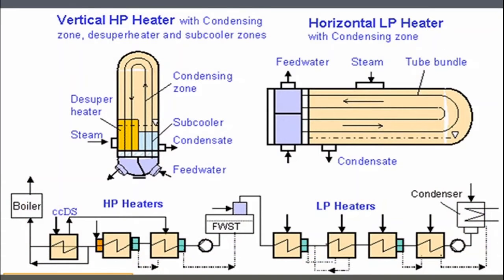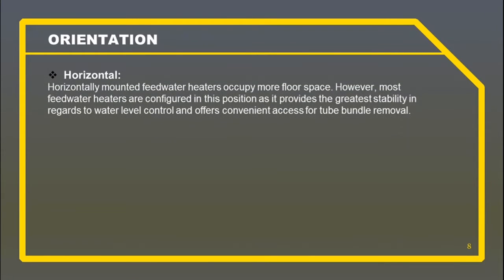This figure shows the two different positions of the feedwater heater. First is the horizontal. Horizontally mounted feedwater heaters occupy more floor space. However, most feedwater heaters are configured in this position as it provides the greatest stability in regards to water level control and offers convenient access for tube bundle removal.